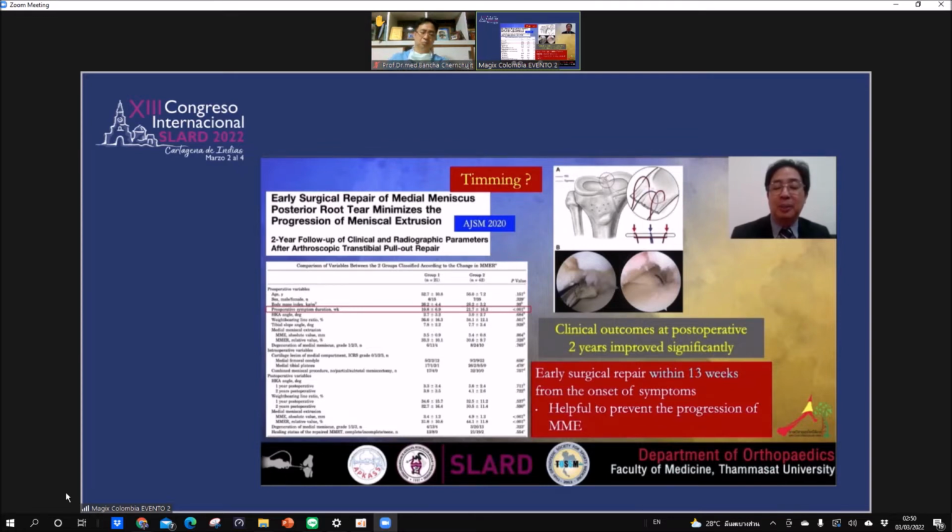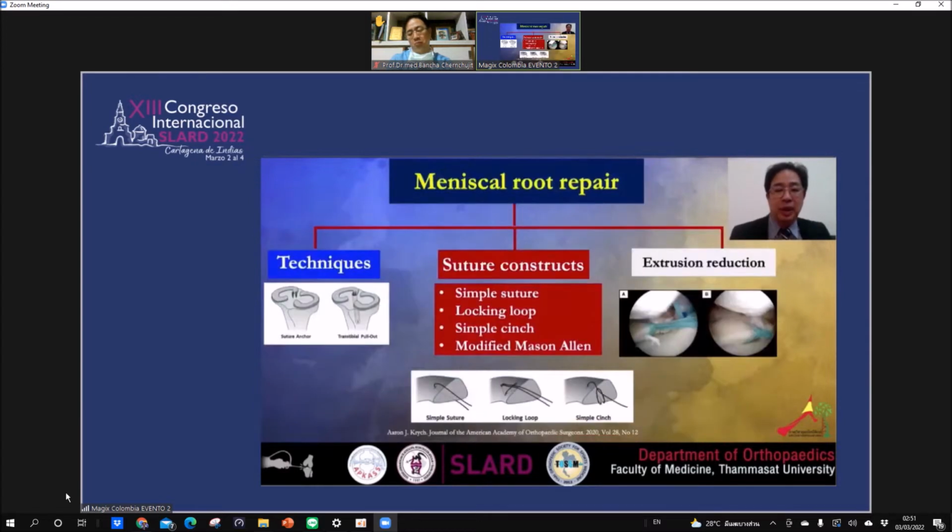This article in the American Journal of Sports Medicine last year suggests that early surgical repair of the meniscus root within 13 days after the injury can prevent the progression of medial meniscus extrusion. Now let's talk about the surgery. I will discuss the different techniques of surgery, suture constructs, and whether we need extrusion reduction.